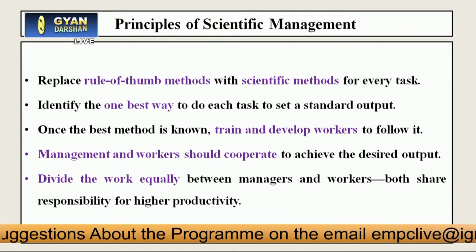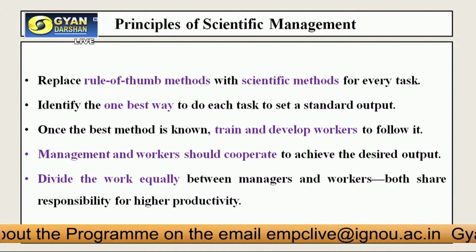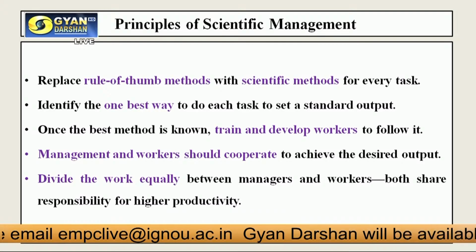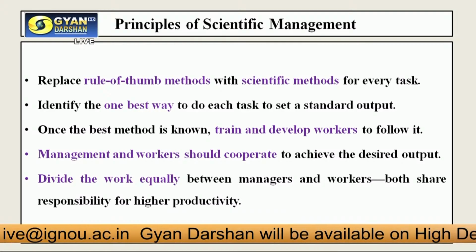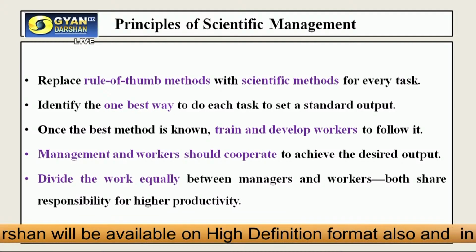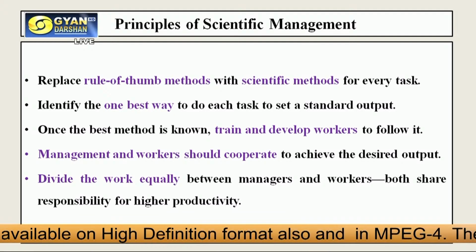So the work should be equally divided. If you burden other employees, automatically it will affect the organizational balance. So the work should be equally divided among the managers and the workers. So the burden of responsibilities, that greater output lies with both of them.